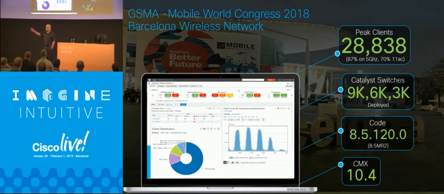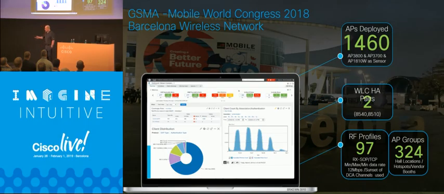How many of you are here in higher ed? How many of you see 30, 40,000 concurrent users on your network at any one time? We're doing this largely on the 800 APs that are installed in this hall. When we did it the first time, we had 30,000 concurrent, and we did it on 500 APs. That's a lot of users per AP. 1,460 APs are deployed now. This includes the other facility that's down on Plaza España. 97 RF profiles and 324 AP groups.